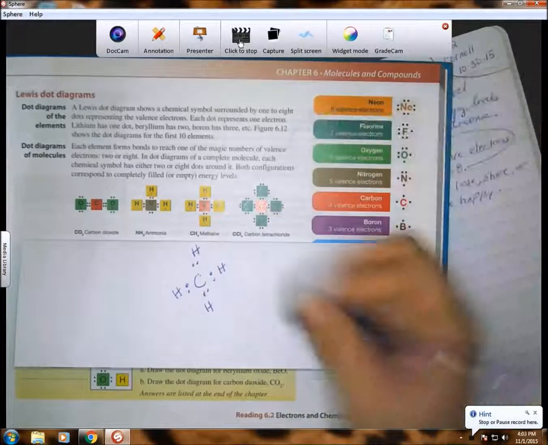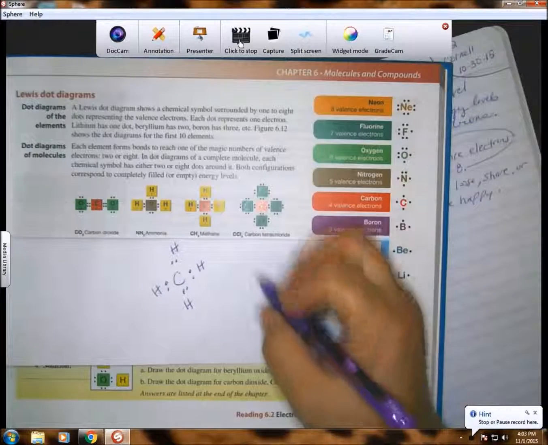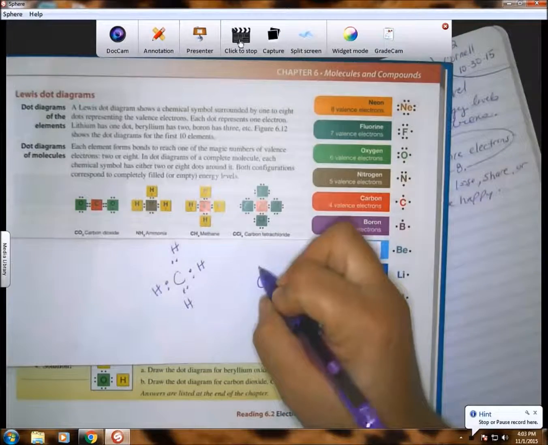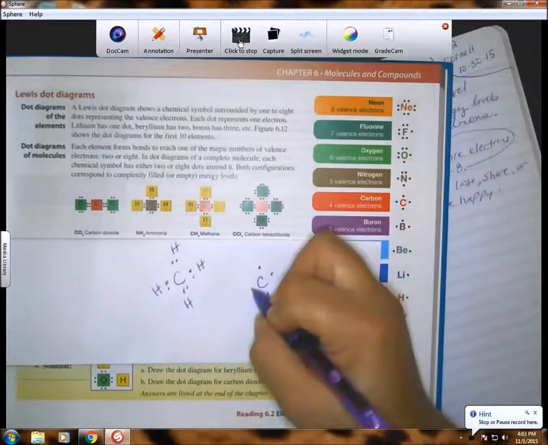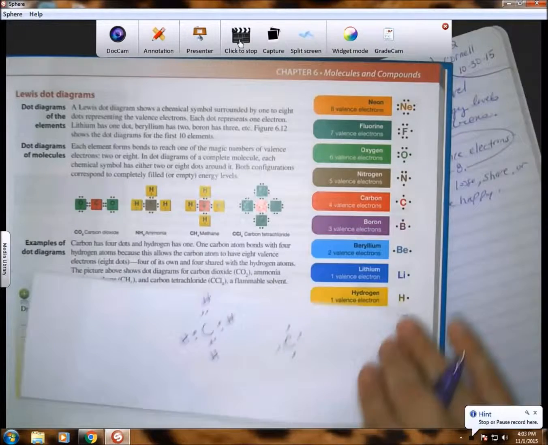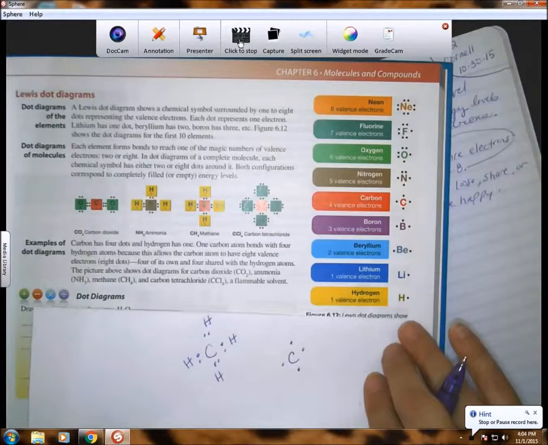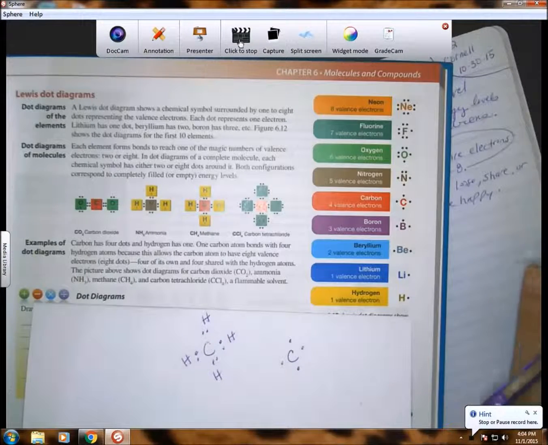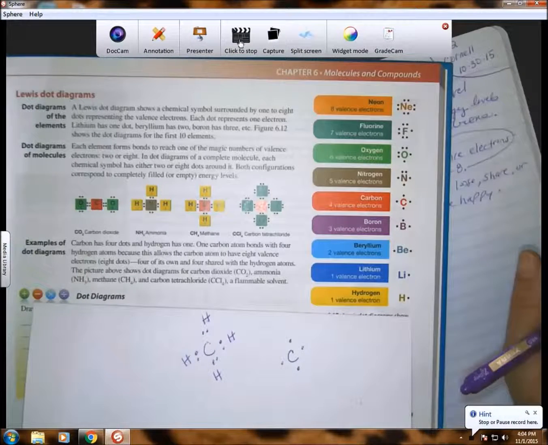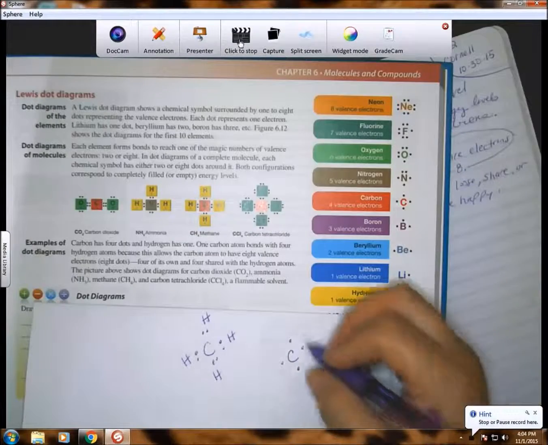Carbon tetrachloride. Carbon, we'll do this together too. Carbon has 1, 2, 3, 4. And over here it says chlorine. Chlorine is not on our list, so let's look on the periodic table of elements and find out where chlorine is. Chlorine is in period 3, group 17, and since it's in group 17, we know that it has 7 valence electrons.